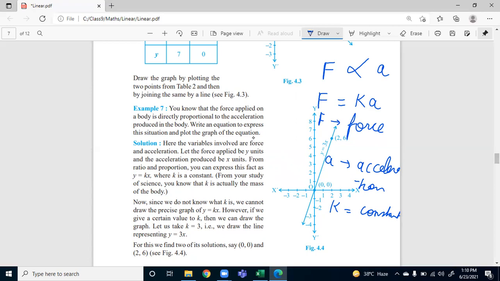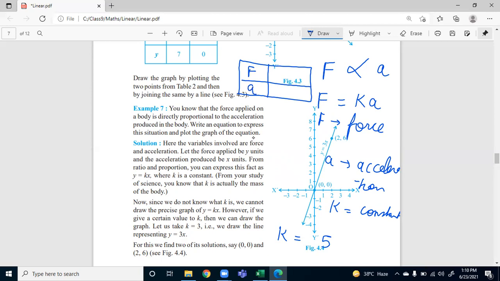Now if you want to plot a graph, let's say I take k is equal to 5. I can take any value for k, because it is given that k is some constant. So you can take any constant. My choice, I have taken 5. Now I need to make a table. What are the variables in that table? The variables should be f and a.